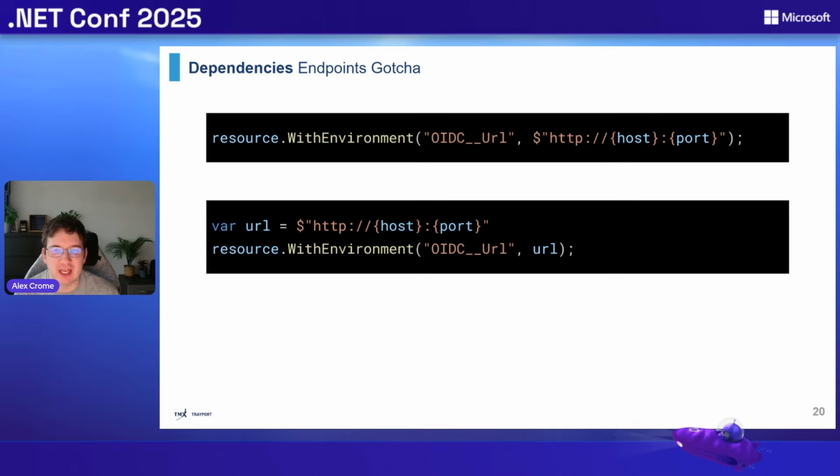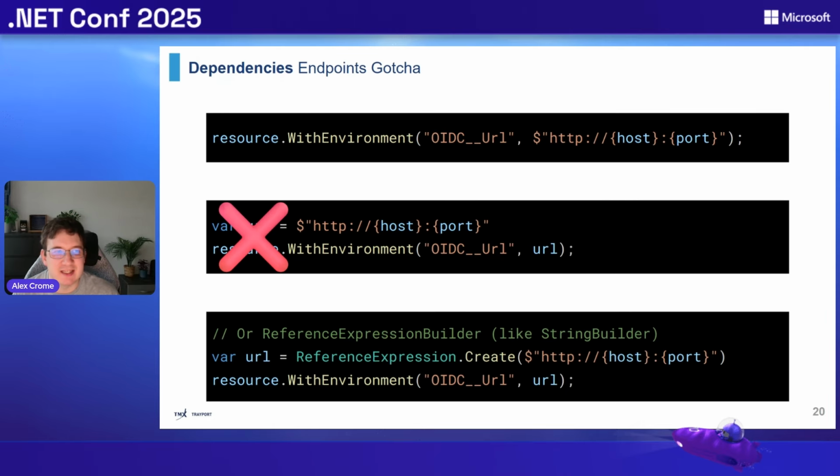There's a little gotcha there in that you want to make sure of the following two examples here. You would think via substitution they're the same thing. Actually, they're not. The reason for that is in the middle example, that URL will be evaluated as a string at builder time rather than at runtime. If you need to do that kind of advanced combination in a separate property like that, you'll need to explicitly use ReferenceExpression.Create on the interpolated string, or you can use ReferenceExpressionBuilder if you want a string-builder-like API.